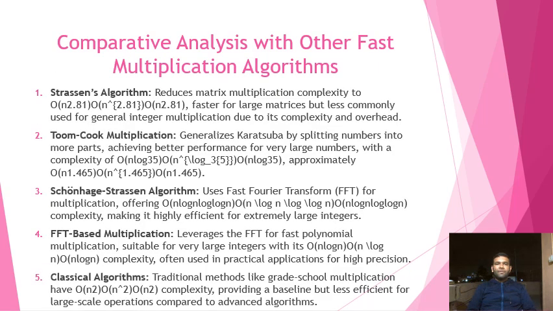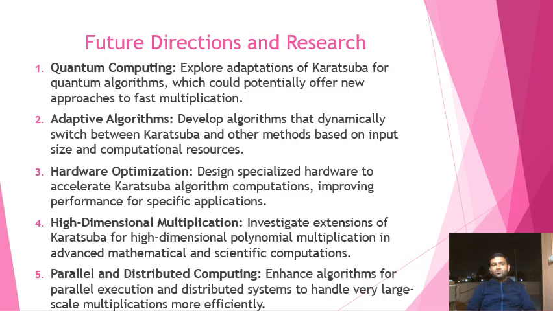Comparative analysis with other fast multiplication algorithms: Strassen's algorithm, Toom-Cook algorithm, Schönhage-Strassen algorithm, FFT-based multiplication, classical algorithms. There are so many other fast multiplication algorithms, and Karatsuba has a slight advantage compared to those other algorithms. Future directions and research which can be seen: quantum computing, adaptive algorithms, hardware optimization, high dimensional multiplication, parallel distributed computing. In all these places, the Karatsuba algorithm can be used in the future.